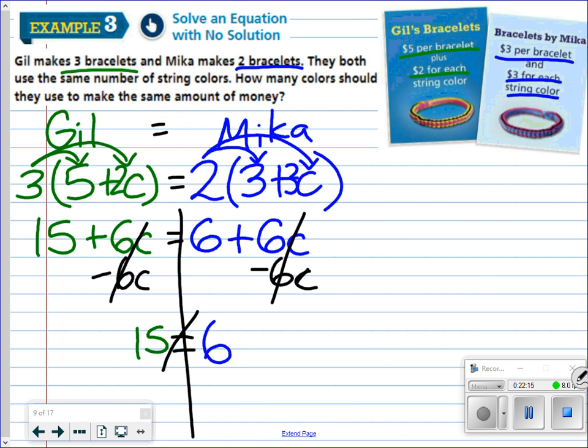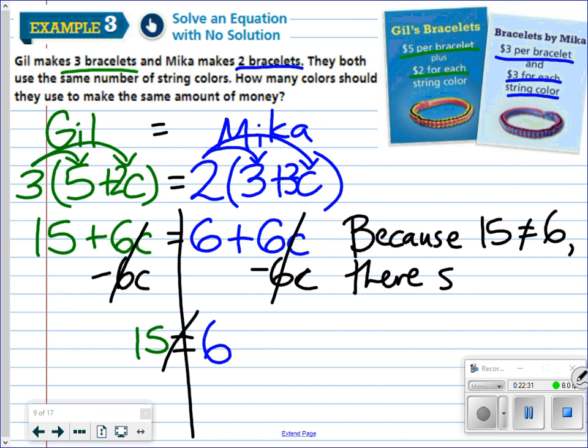So in this case, because 15 does not equal 6, and that's how we show does not equal, we have an equal sign with a line through it, doesn't equal. There is no solution.